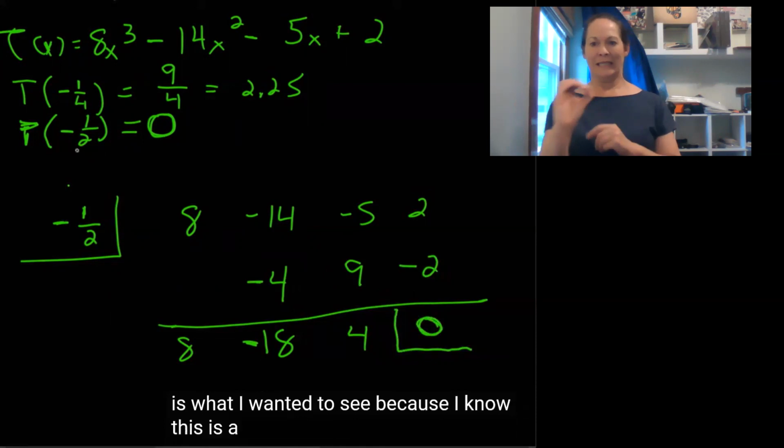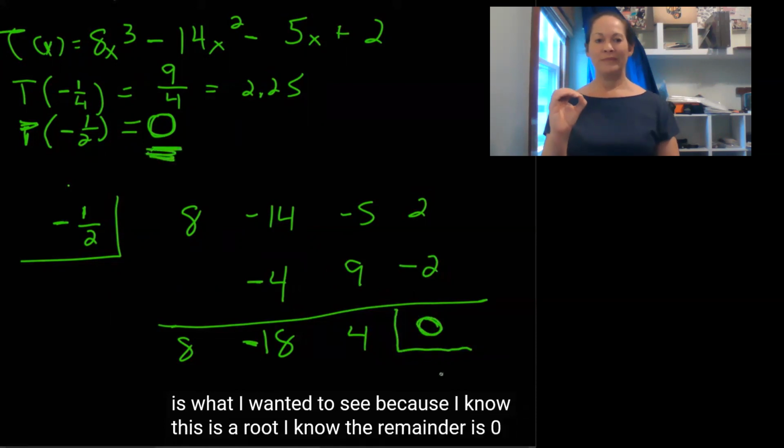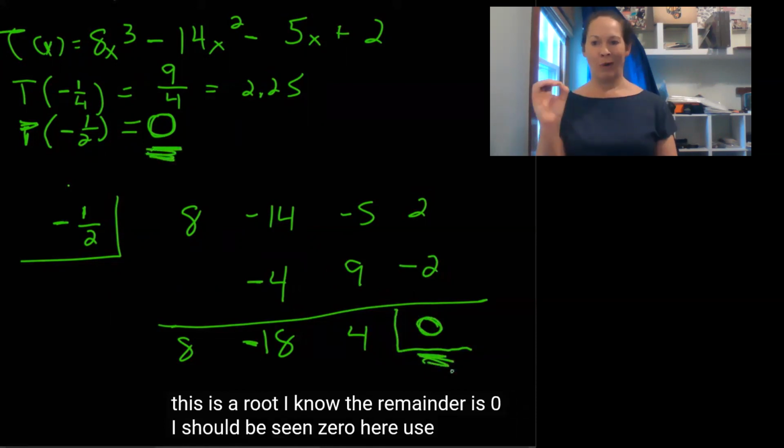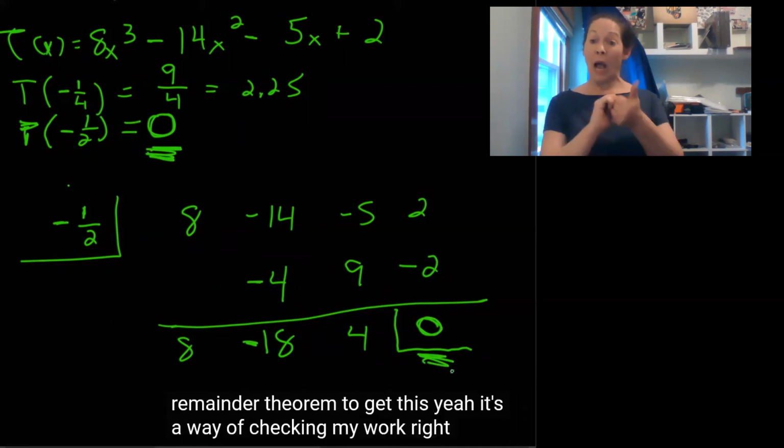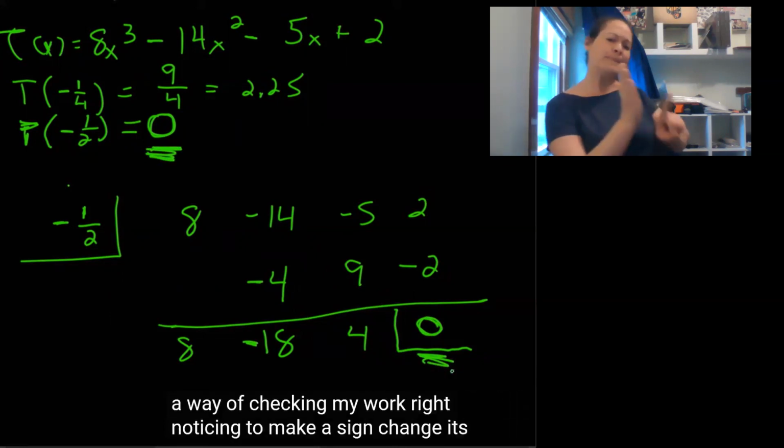Because I know this is a root, I know the remainder is 0. I should be seeing 0 here. I use the remainder theorem to get this. Again, it's a way of checking my work, right? Noticing if I make a sign change, a sign error, right?